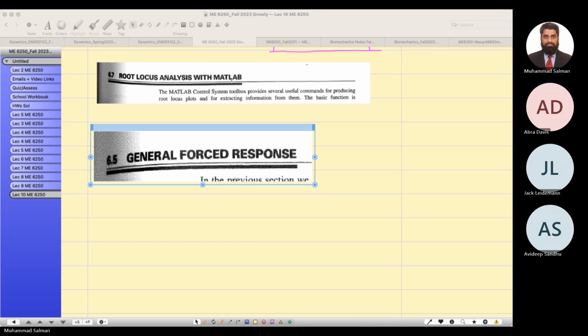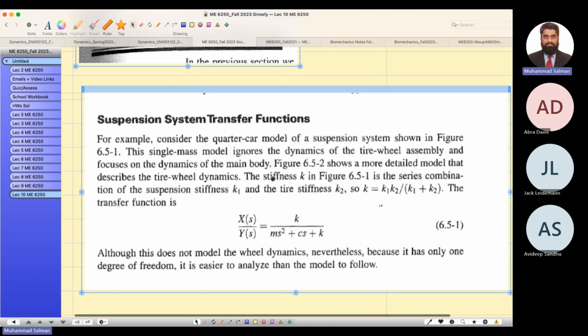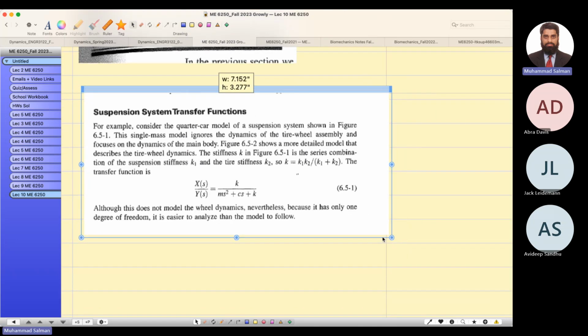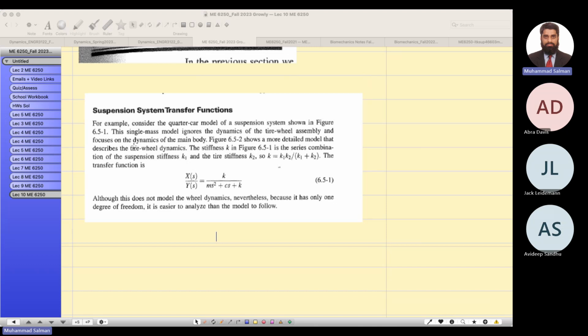So for the transfer function of a certain example, you can find output over input. Do you know the transfer function? I covered this in our last lecture, how to find out the transfer function and frequency response, and then the step response. So you will do this example at home. This is given over here.